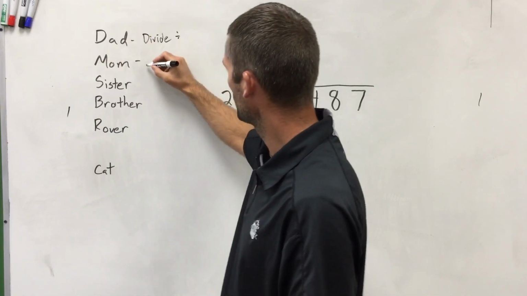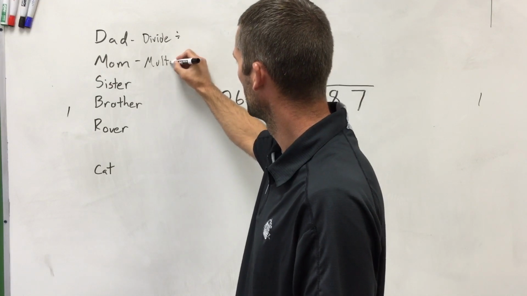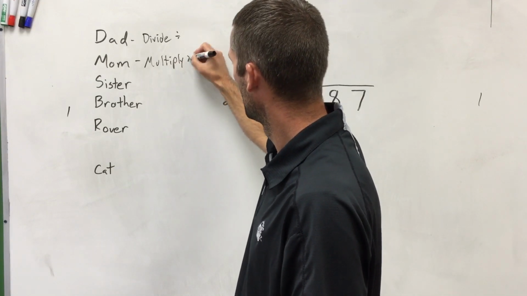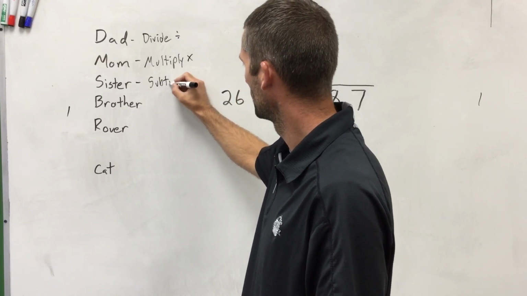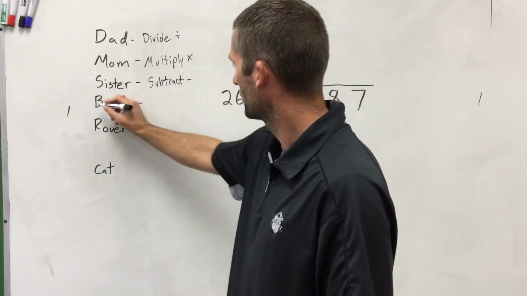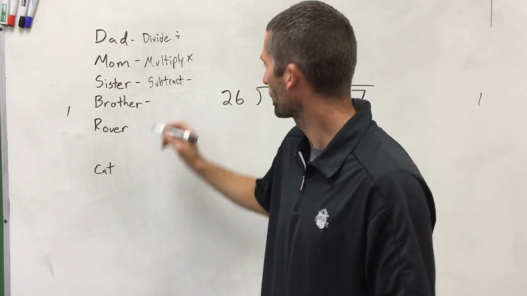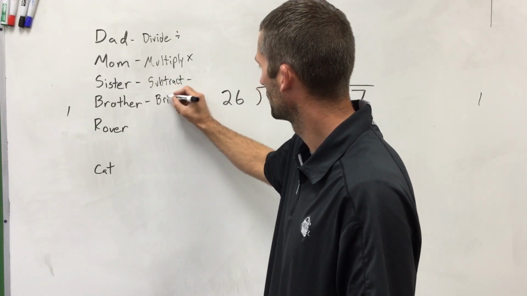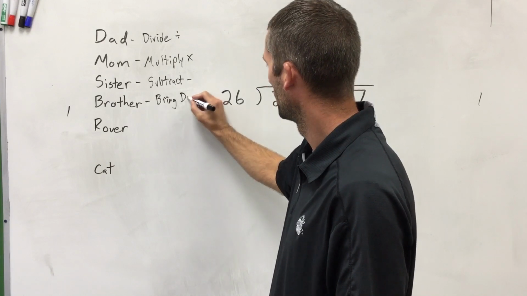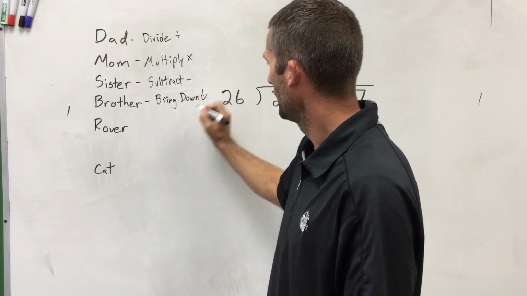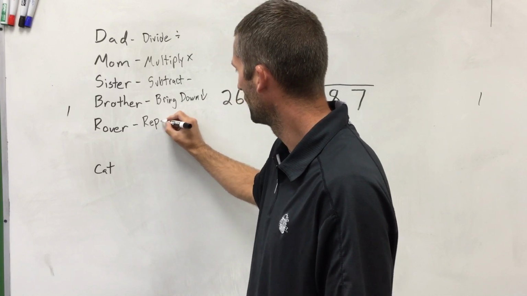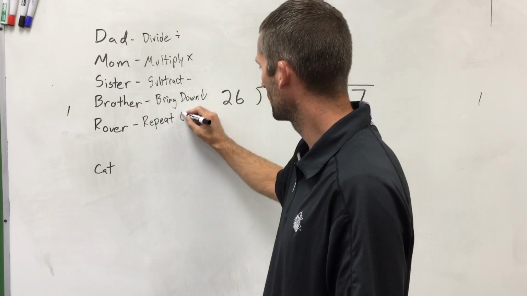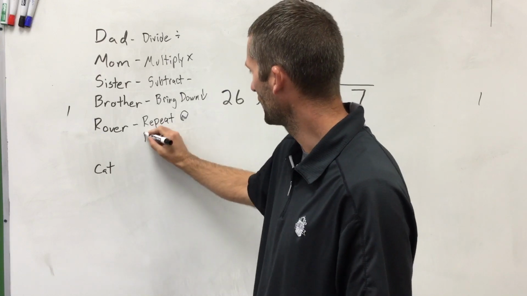M in mom stands for multiply. S in sister stands for subtract. The B in brother stands for bring down. And then the R in rover stands for repeat, or when we get to the end, it can be our remainder.